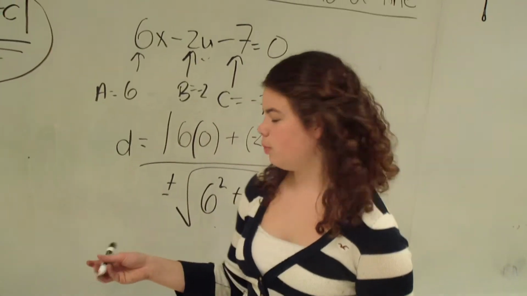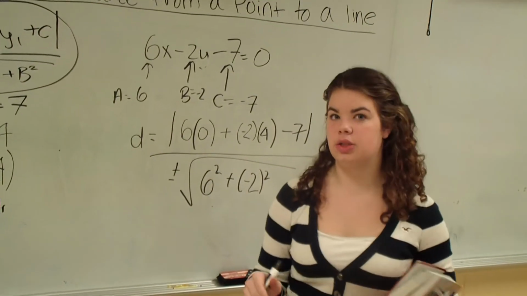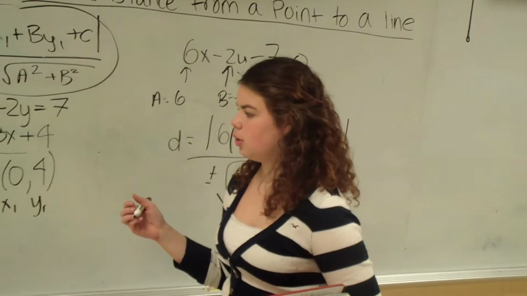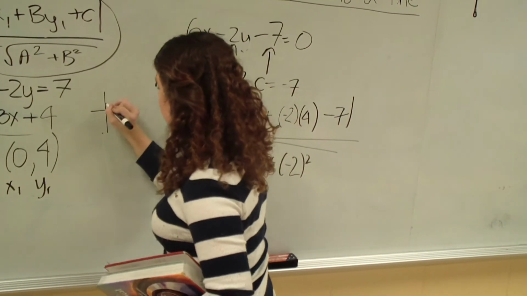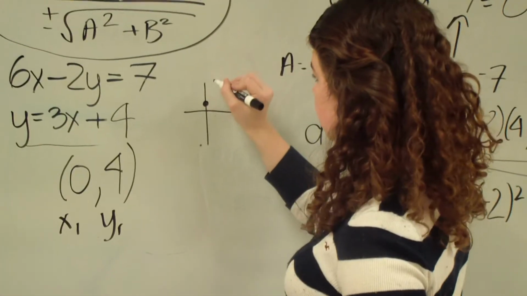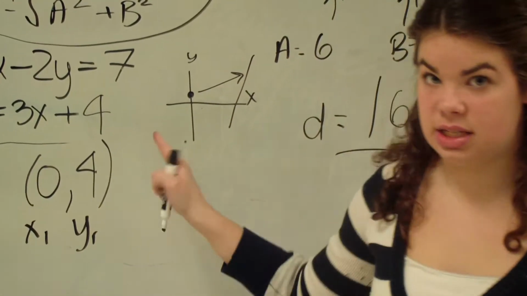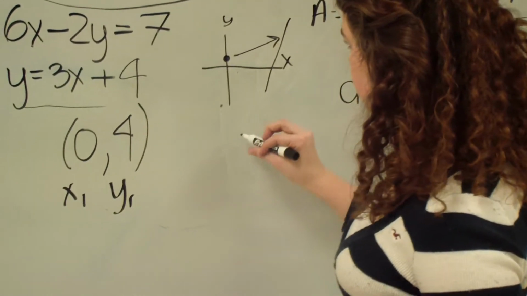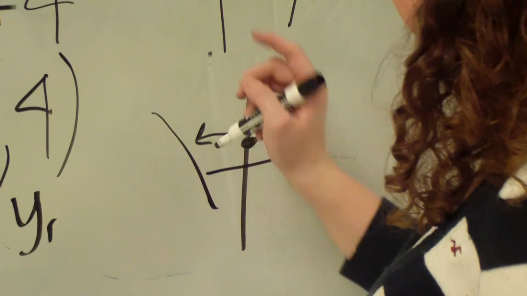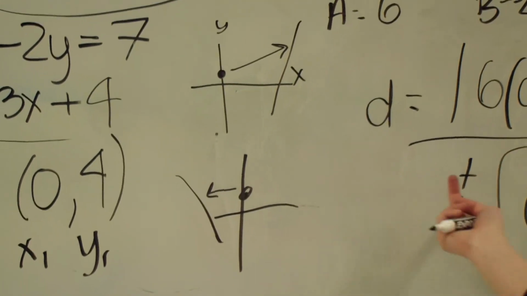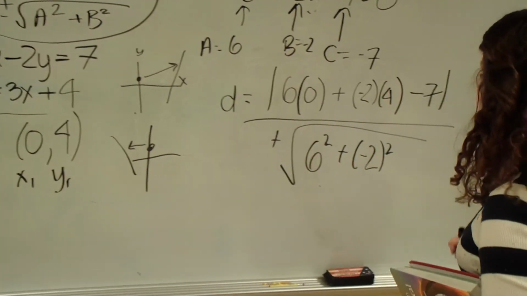Now, how do we figure out whether we use a plus or a minus there? That can be tricky, but what you want to figure out is what direction you are moving in. If you are moving from your point to your line in a positive direction, meaning you are moving to the right on an XY graph, that is positive. However, if you are moving in the negative x direction, you're going to use the negative. In this case, we're moving in a positive direction, so we can erase that negative right there.